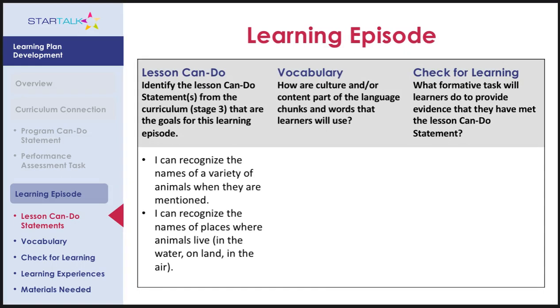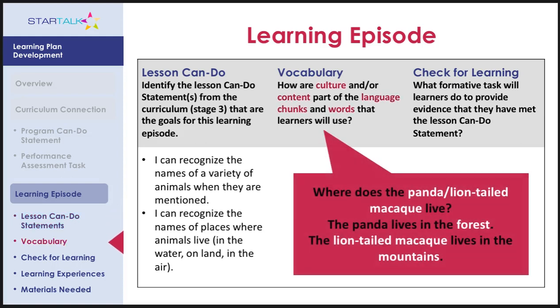The lesson can-do statements, I can recognize the names of a variety of animals, and I can recognize the names of places where those animals live, will guide the development of this specific learning episode. Next, a program begins to think about the vocabulary, the culture and content, the language chunks, the words that will be necessary for learners to experience in order to meet the lesson can-do statement.